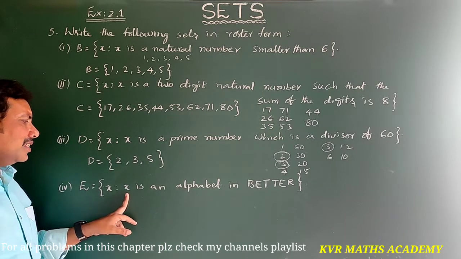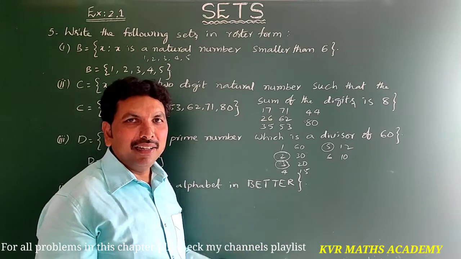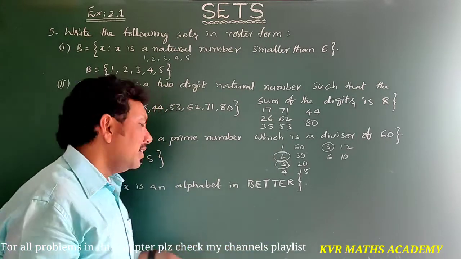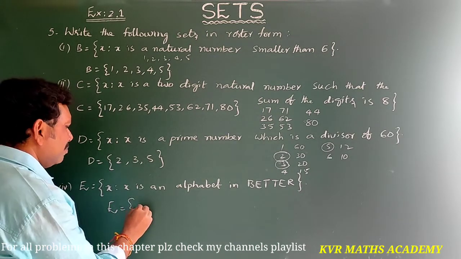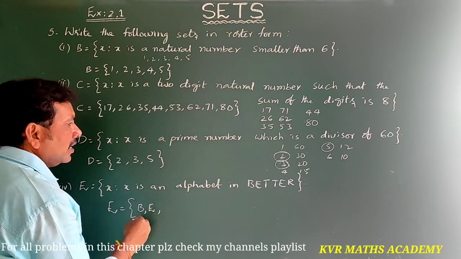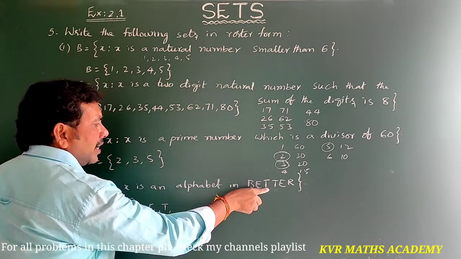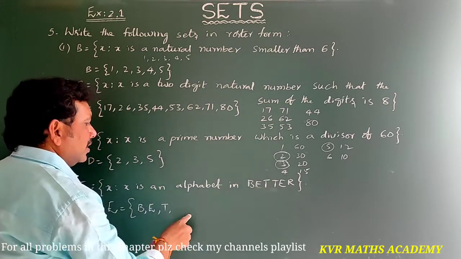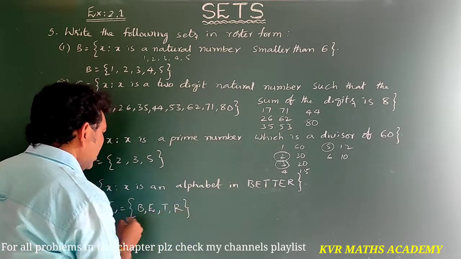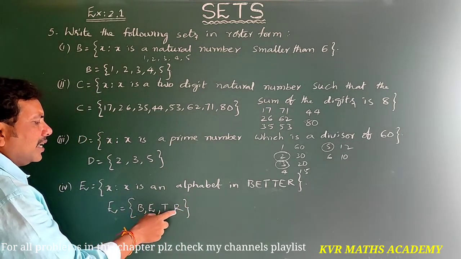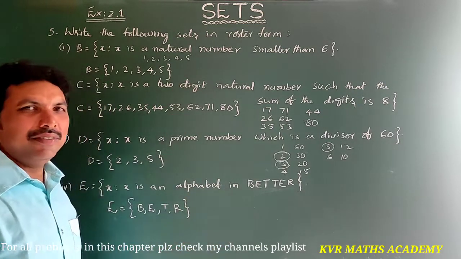E is equal to {x : x is an alphabet in the word BETTER}. So it is very easy to write, right? Yes, E is equal to the set of B, E, T. T came 2 times, no? So no need to write 2 times. Next E, already we have got. So finally R. So E is equal to the set of B, E, T, R. Have you understood clearly? Yes, note it down.